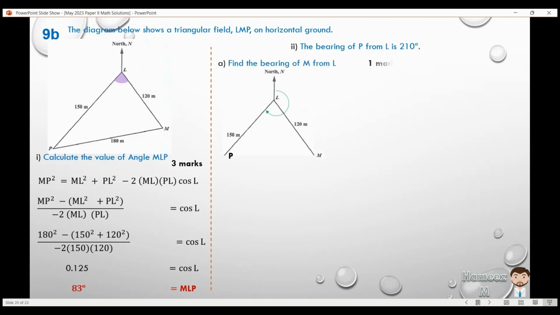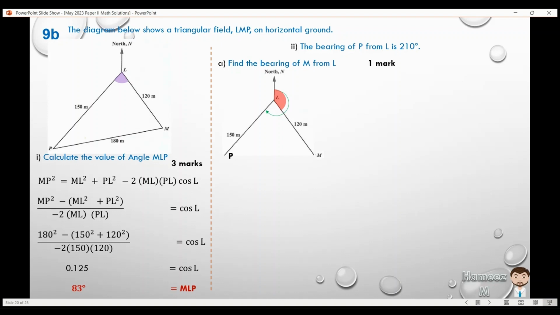And the question has asked us, find the bearing of M from L. So M from L means we're standing at L, facing north and turning in a clockwise direction until we face M. So we have that indicated with that red portion of a circle there, that sector.